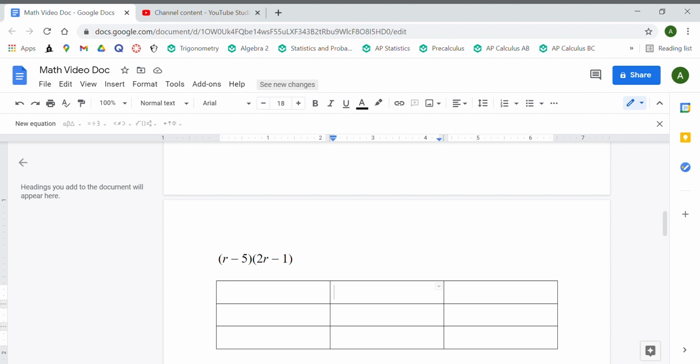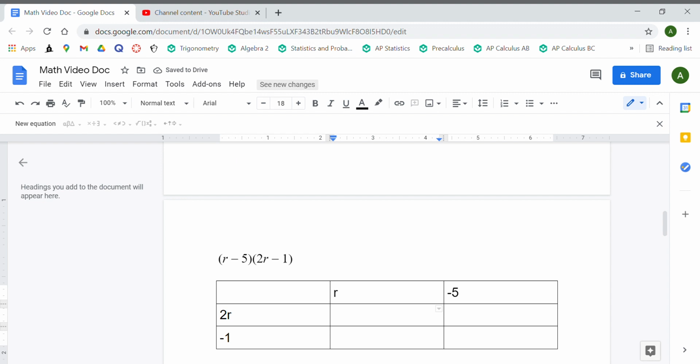Okay, so we have r minus 5 times 2r minus 1. On the upper left-hand box, we just leave it blank. Then here we're going to put the terms for the first binomial, so it's going to be r and negative 5. And then we're going to put the terms of the second binomial. It's going to be 2r and negative 1.